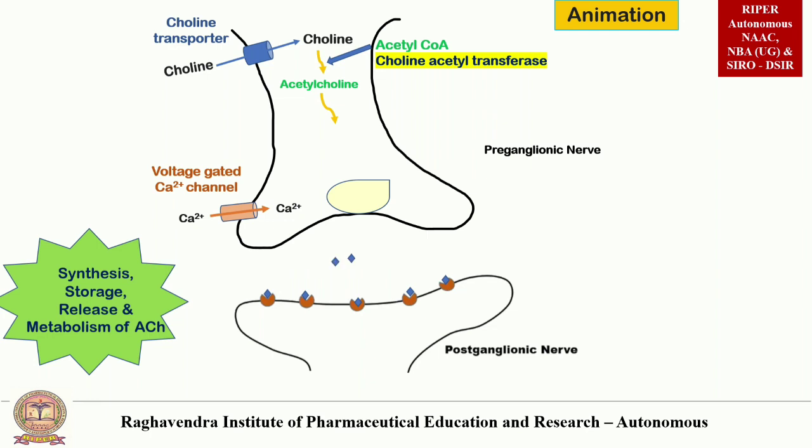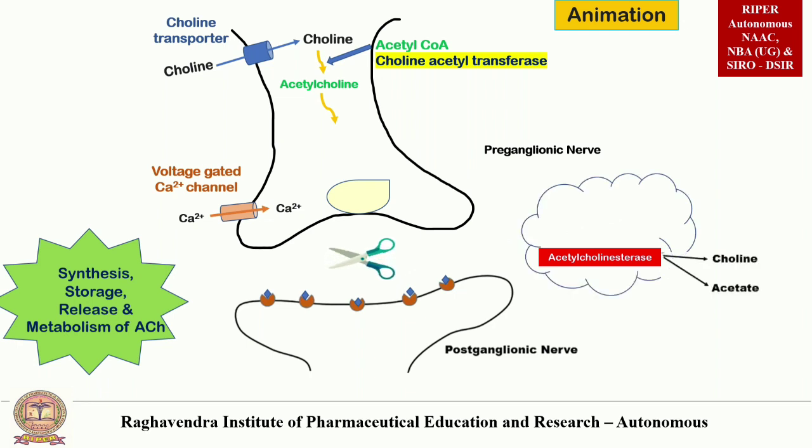Once acetylcholine is released into the synapse, it can bind with the receptors to exert biological response. Free form of acetylcholine, which is present at synapse, can be metabolized by the acetylcholinesterase enzyme. This acetylcholinesterase enzyme metabolizes the acetylcholine and forms choline and acetate. This newly formed choline is again reuptaken by the preganglionic nerve through choline transporters to synthesize another molecule of acetylcholine.